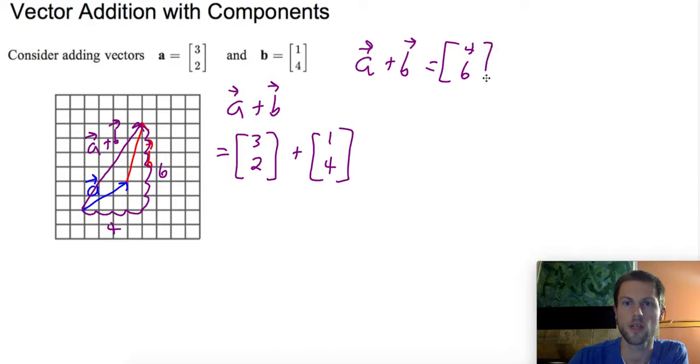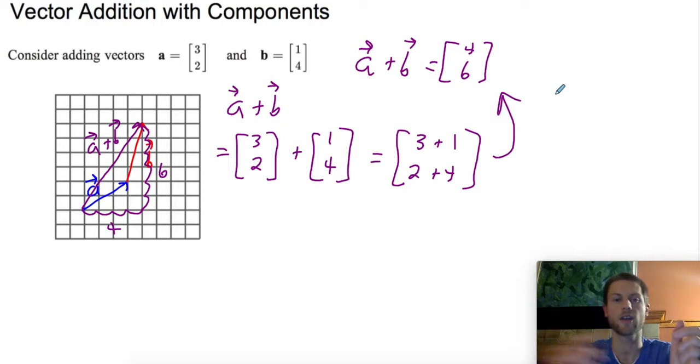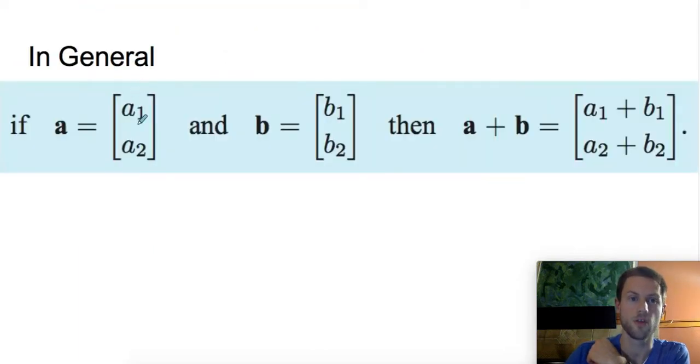And hopefully we're seeing that this is coming from adding the horizontal components together of vectors A and B, and adding the vertical components together of vectors A and B. This is exactly where this 4, 6 comes from. So now I don't need to draw this in this grid. I can just add the horizontal components together, add the vertical components together. That's it, adding vectors in component form. So in general, if I have these two vectors, A and B, then I can add them up using this notation here. So pretty straightforward.